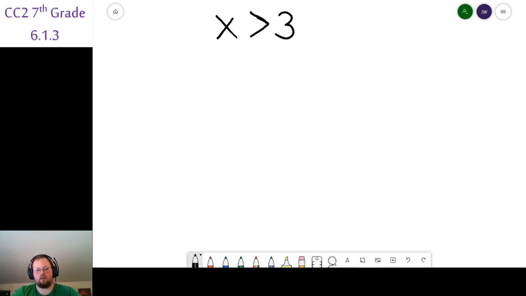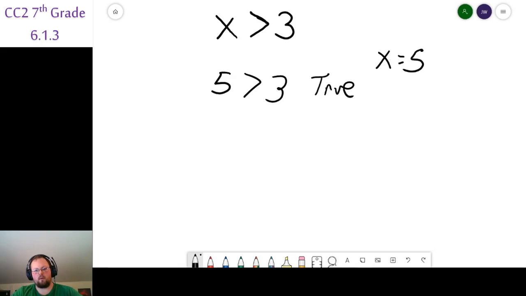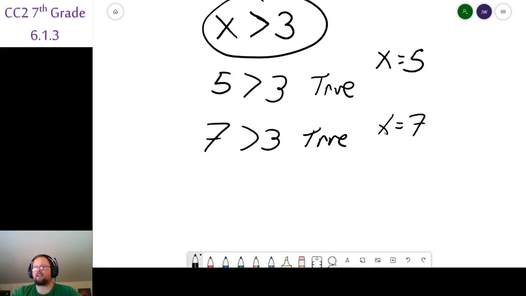And you're going to say, well, okay, duh, I can just tell you x equals 5. Well, yeah. Does that work? Is 5 greater than 3? Well, yeah, that's true. Okay, well, what if I did x equals 7? Yeah, because 7 is greater than 3. That's also true. So when I say what values make this true, you're like, well, 5 works and 7 works, and really anything bigger than 3 works.